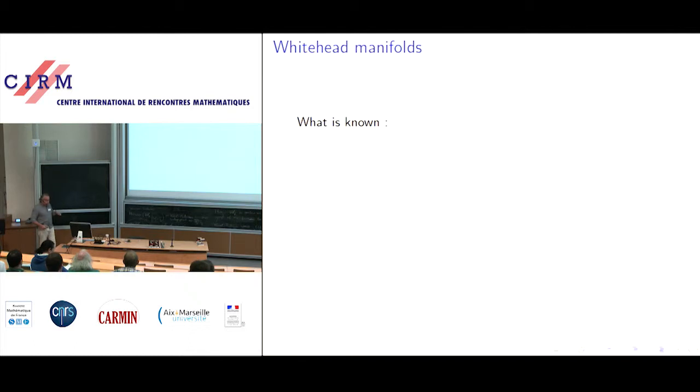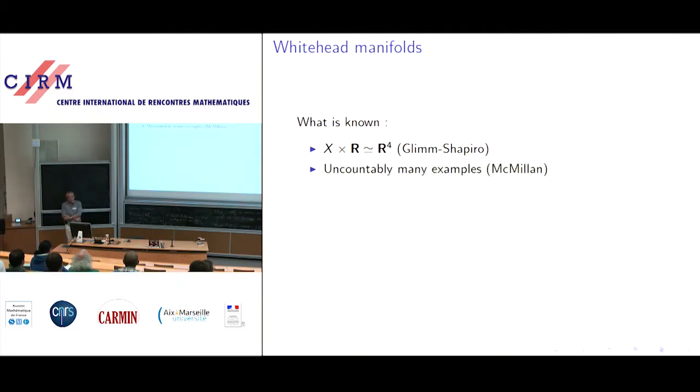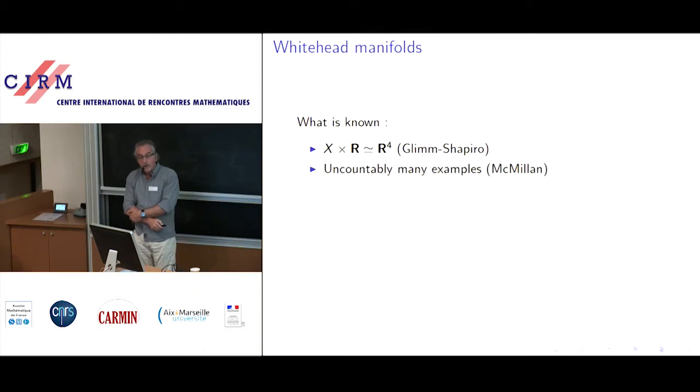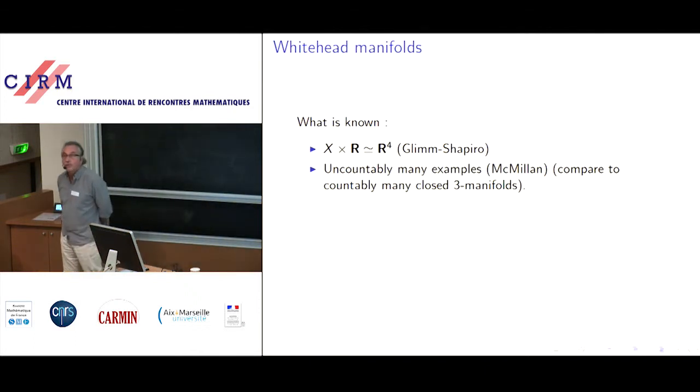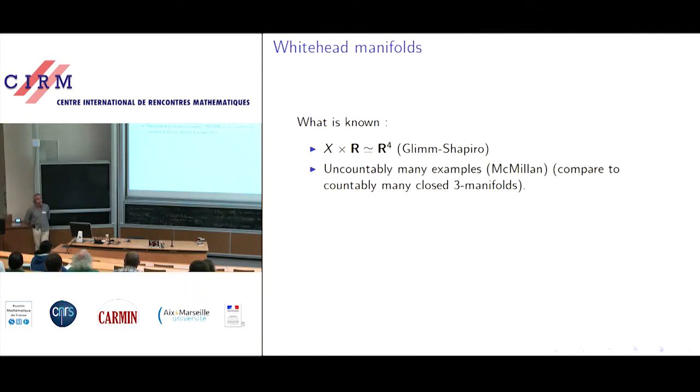So let me now briefly recall what is known about these spaces. I'm talking about the Whitehead manifold. The space is not homeomorphic to R3, but if you cross it with R, it's diffeomorphic to R4. There are uncountably many examples. At each stage, you can vary the knot, you can vary the curve, and so on. So you can construct infinitely many examples, and even uncountably many. But it's even worse. If you compare this to the fact that there are only countably many closed three-manifolds, just by triangulation, it means that there are examples which do not cover a closed manifold.